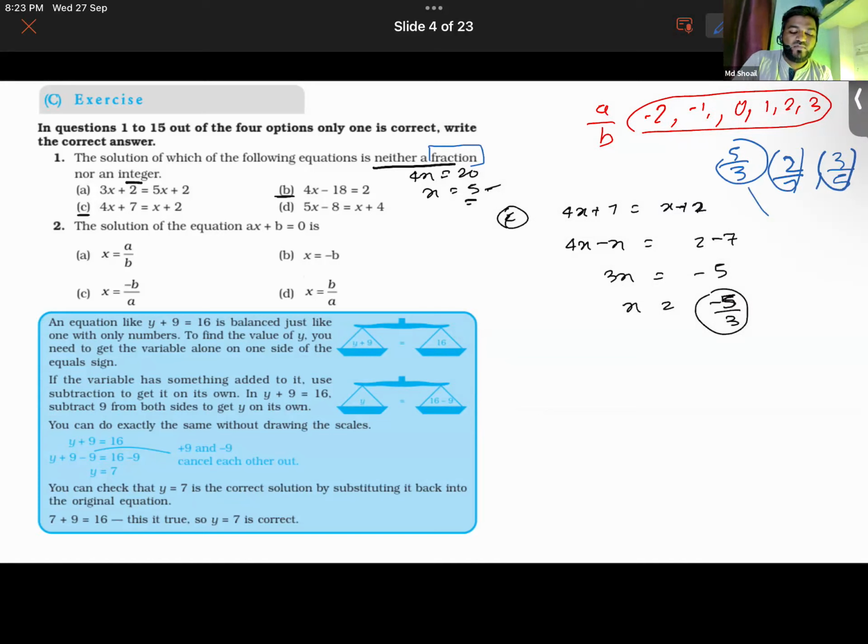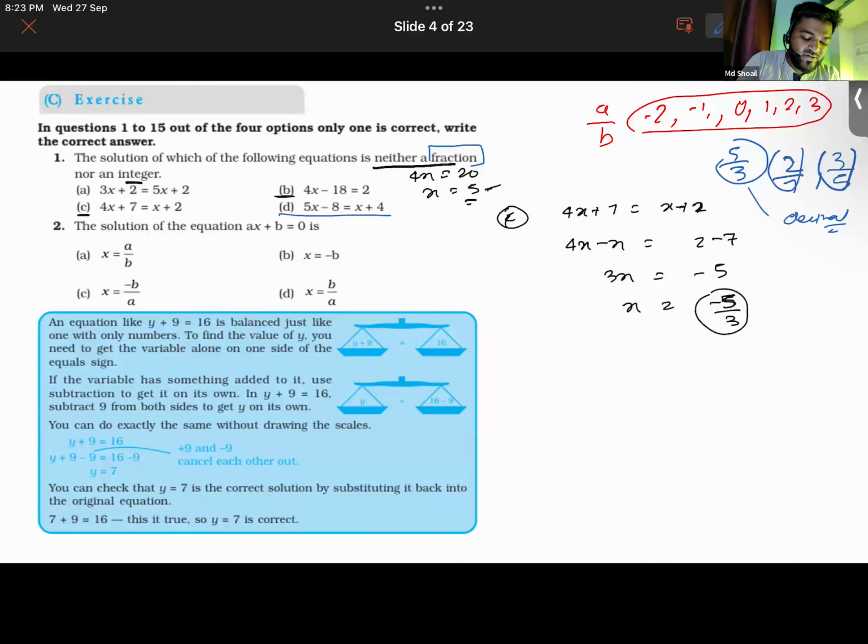If you were to convert them into decimal, then you are simply adjusting your answer according to the question, which says neither a fraction nor an integer. Because I can convert that decimal back into the fraction, it will make no sense. The answer remains the same. But the fraction, I believe, is referring to the positive fraction here. So minus 5 upon 3 would be the correct answer. Option number C fits here.